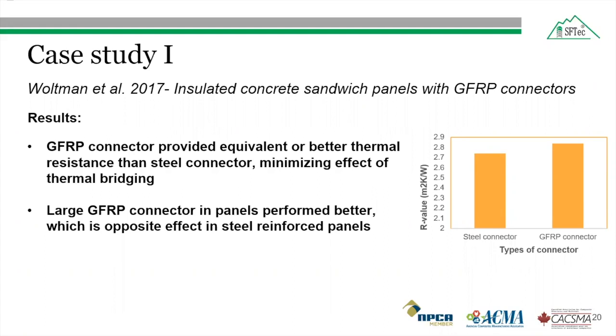The other conclusion drawn from this study was that the large glass fiber reinforced polymer connectors panel resulted in a 60% increase in the thermal resistance compared to the control panel. The control panel is the panel which is reinforced with steel connectors. This result is the opposite of what we expected for steel reinforced panels, as the increased connector area of the steel would lead to more thermal bridging, because steel has a very good conductivity.